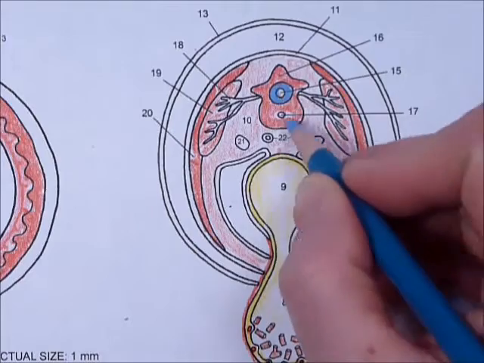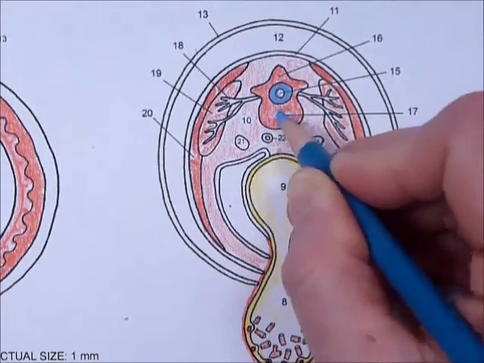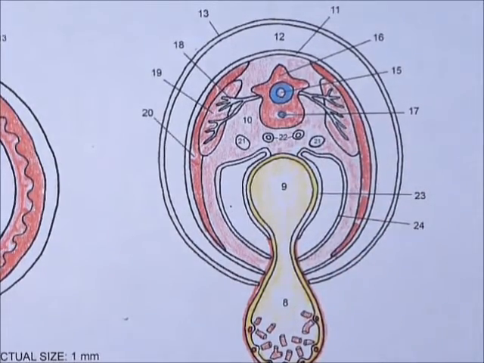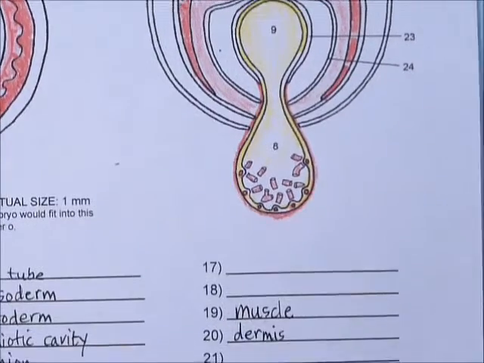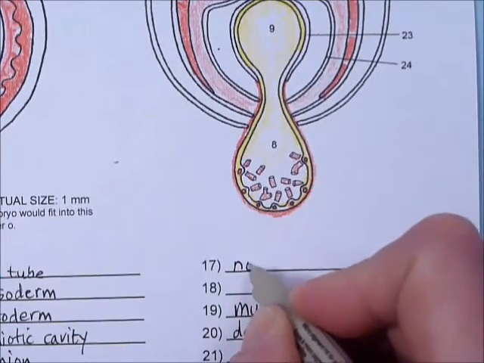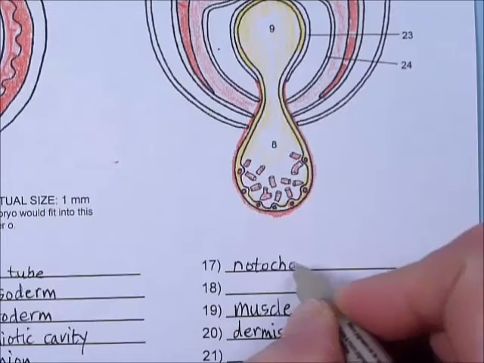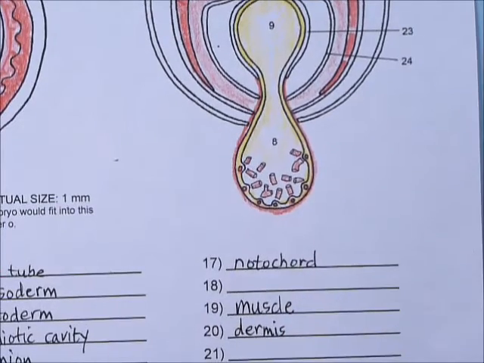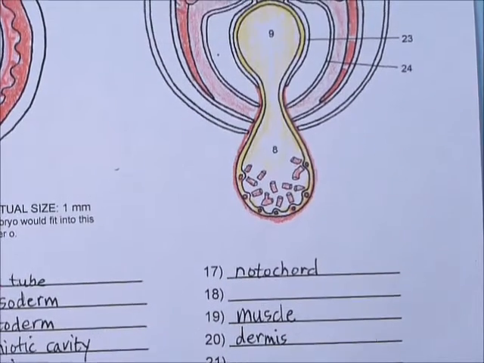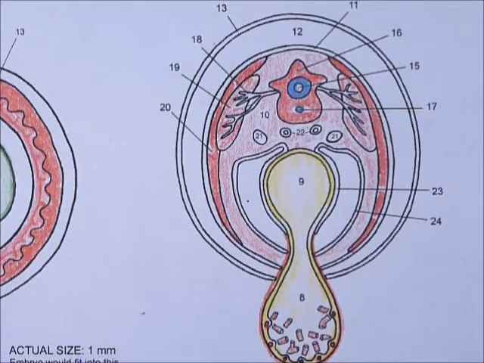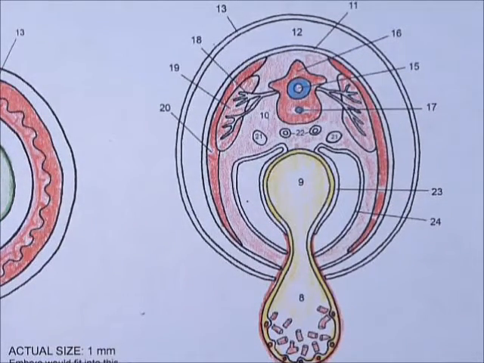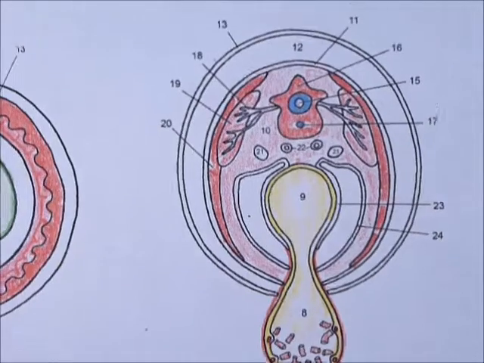And we still have the notochord right there. Number 17. Notochord is still hanging in there. Eventually it'll disappear, but right now you can still see it. And let's see, number 18, let's go ahead and do 18.